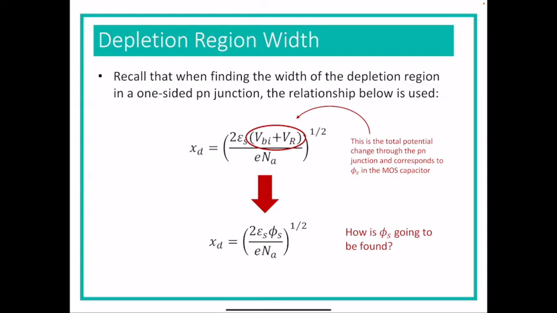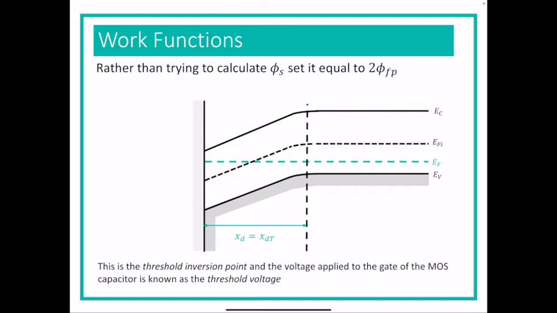Well, what we're going to do, we're going to cheat just a little bit. We're going to cheat because we're going to set it equal to something that we can find. And it turns out that this is actually a very important thing we can set it equal to. So what we're going to do, we're going to set it equal to twice the work function in the bulk material. And we can calculate that.